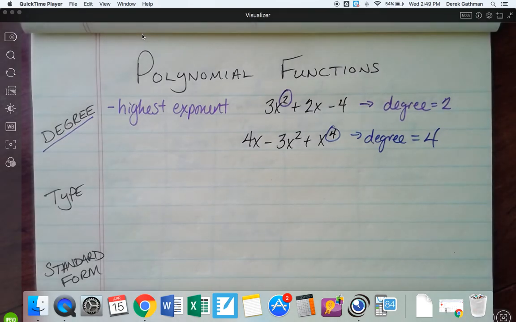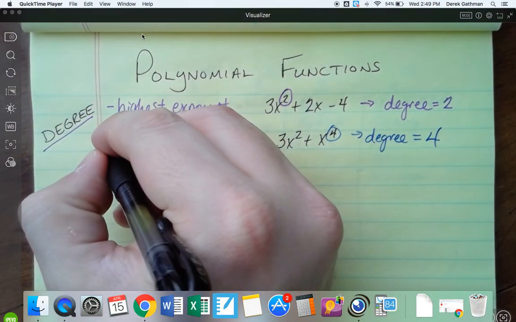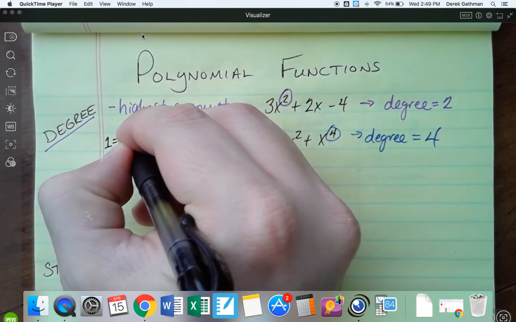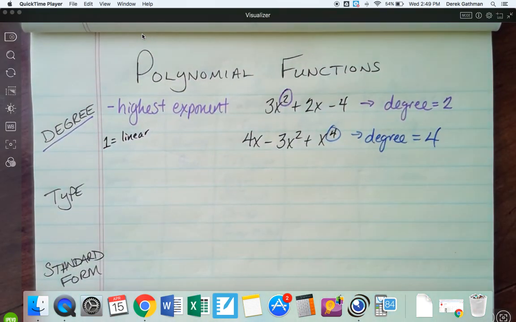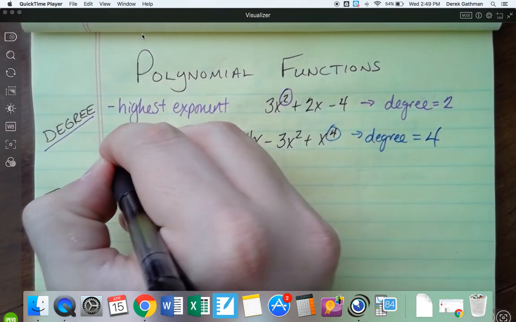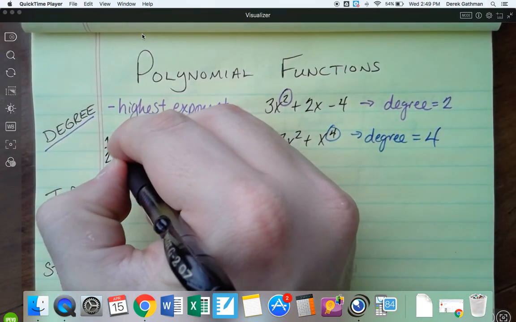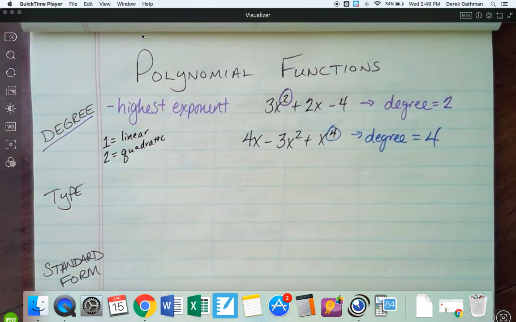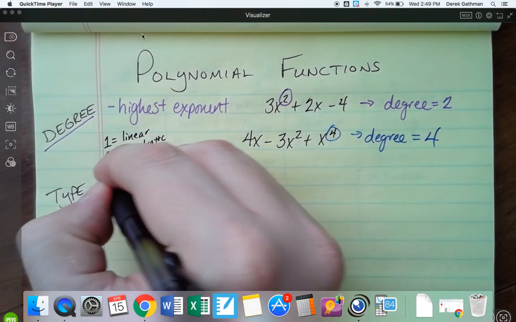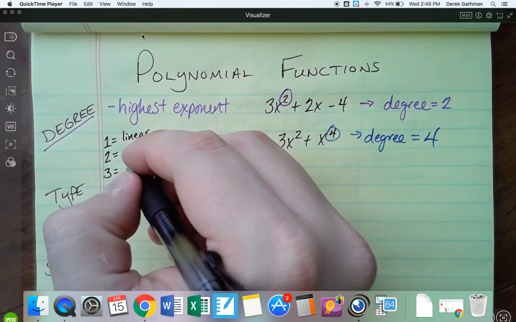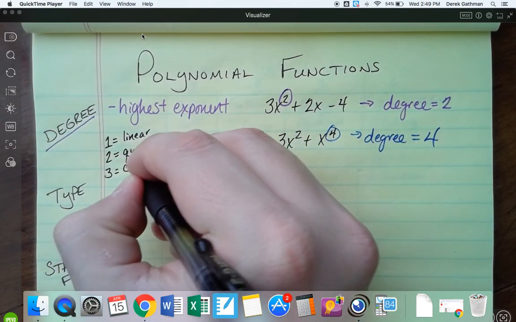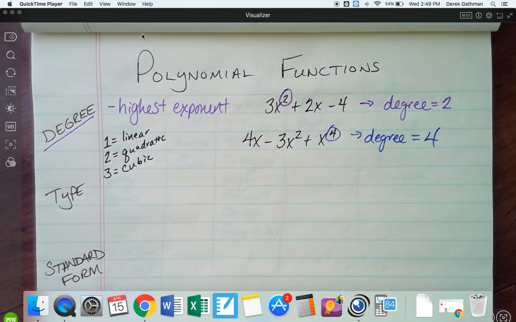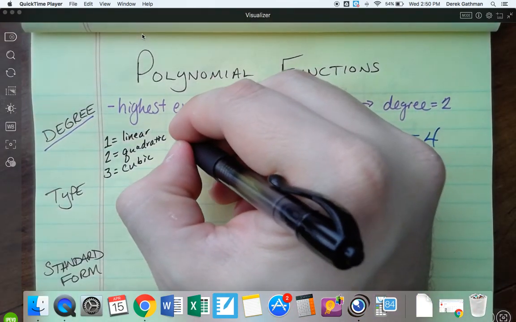There are some special names for that. If you have a degree of 1, that is linear. That means that function will make a line. If I have a degree of 2, that's our quadratics. We've worked with that this year. Those are our parabolas. The new one specifically that we'll see is when I have a degree of 3, and that is a cubic function. And then they could keep going.